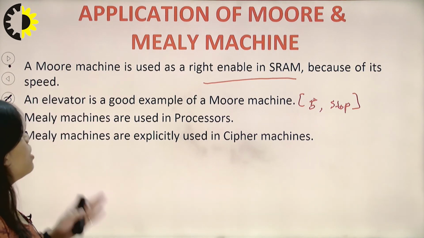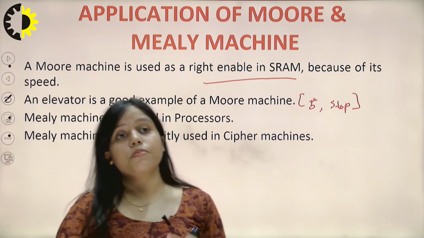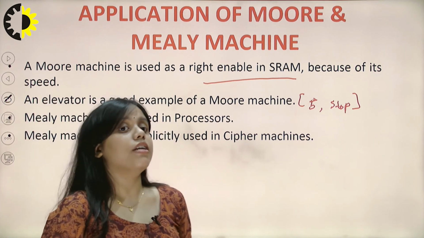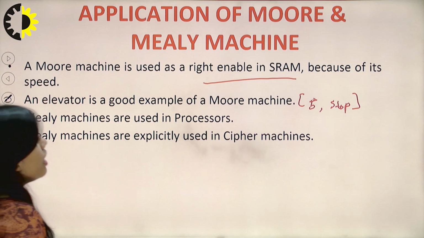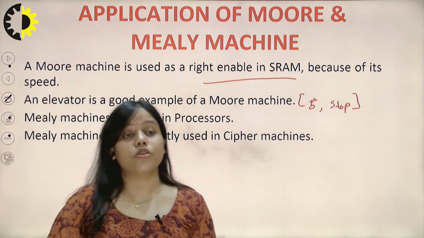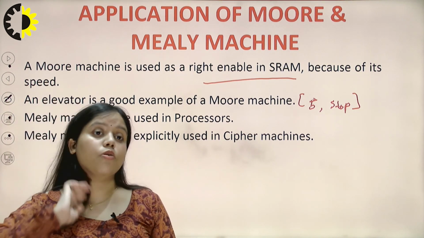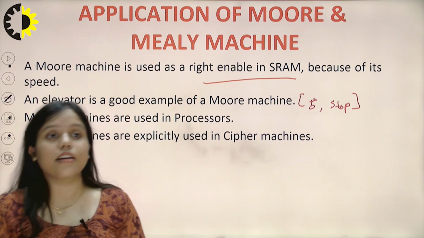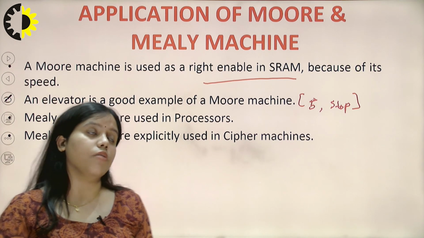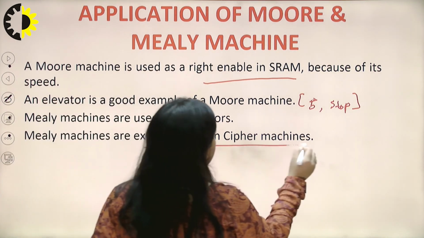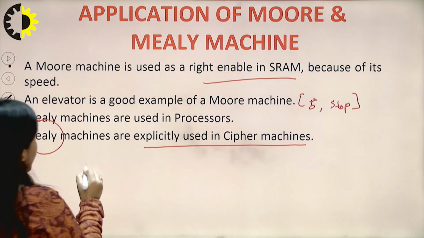Then Mealy machines are used in processors. Your CPU, any processor, your processor chips all use Mealy machines. Why? Because whatever input you give, they instantly return the output. And finally, Mealy machines are explicitly used in cipher machines. For cipher machines, Mealy machines are helpful because input and output are correlated or interrelated, and whenever an instant reaction is required for every input, we use cipher machines, which use a Mealy machine.